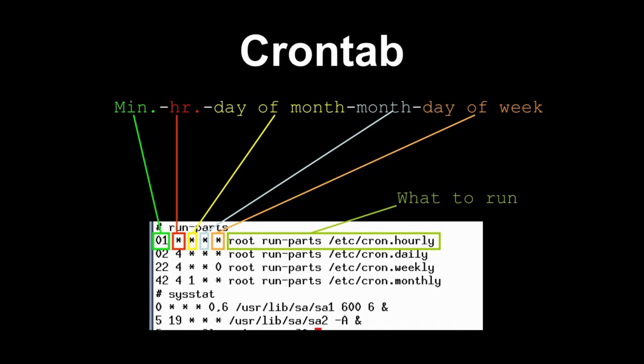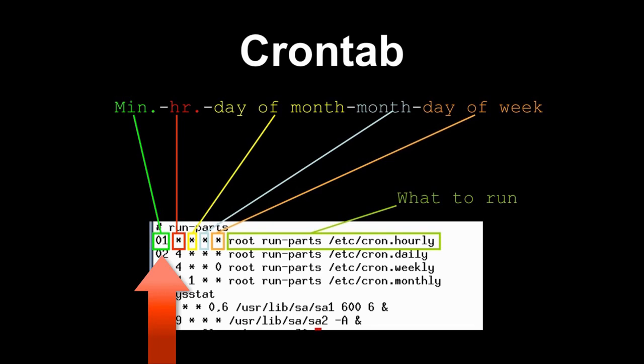So you'll notice in this slide, I have each of these components labeled. The first five items to the left in a cron file are related to the time that the job will run. In this case, the first column represents minutes, and this represents clock time.